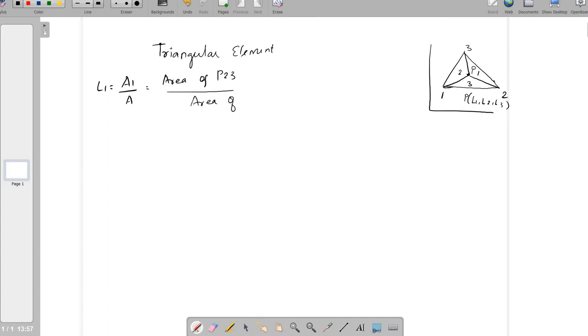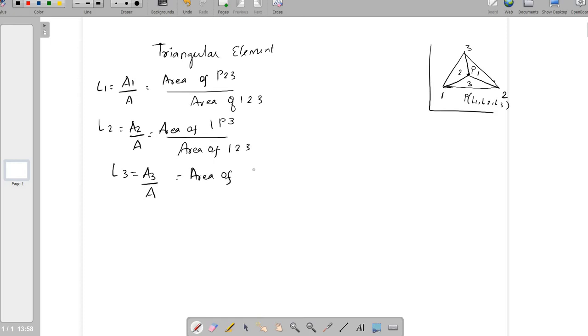That is the area of 1, 2, 3. So L2 is area 2 by the total area, which is the area of 1P3 divided by the area of 1, 2, 3. So L3 is the area of the third portion to the total area, which is equal to the area of P12, because this is the third portion, so P12 is the triangle, divided by the area of 1, 2, 3. So our assumption is the summation of all shape functions L3, L2, L1 is equal to 1.